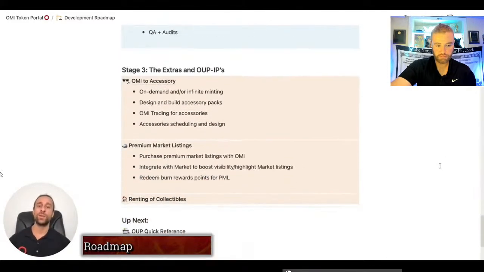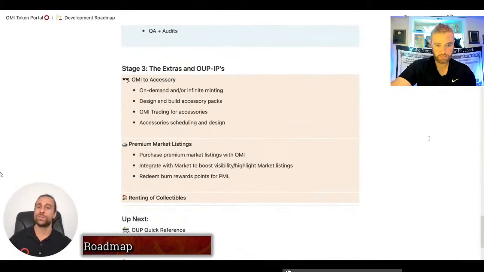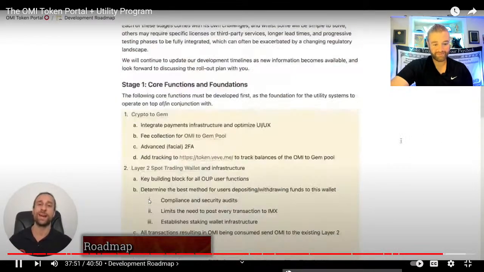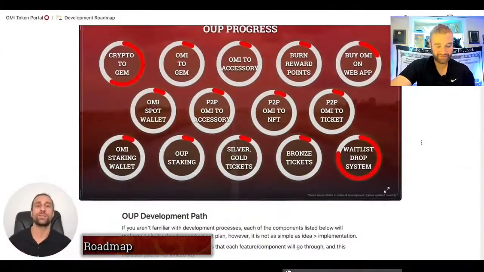Below that, you'll find what we call the extras. And these aren't items that are left out. They're just items that are a little less integral to this entire system. So we're talking OMI to accessory, and there's obviously a lead time there in creating and indexing all of those accessory items. Premium market listings, which will come later as well, and of course the renting of collectibles. Now, as more details become available, we will add information to this development path, and of course update our main roadmap schematics so that you can see what pieces are being worked on and when.